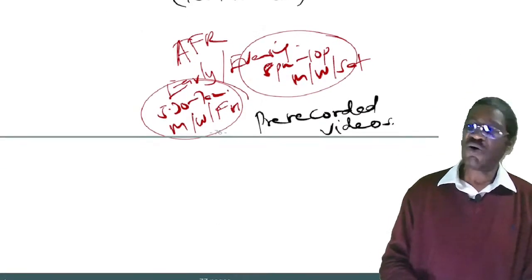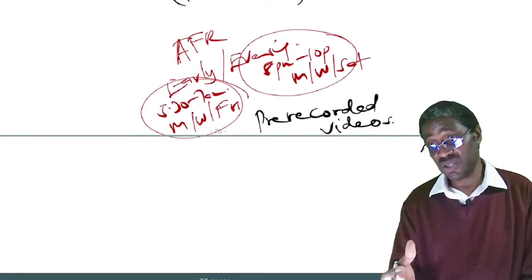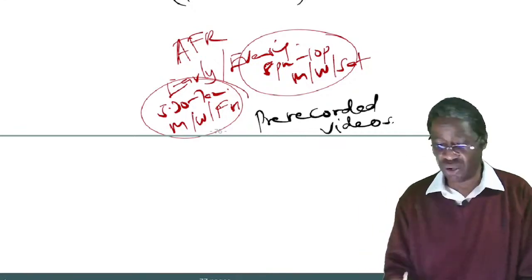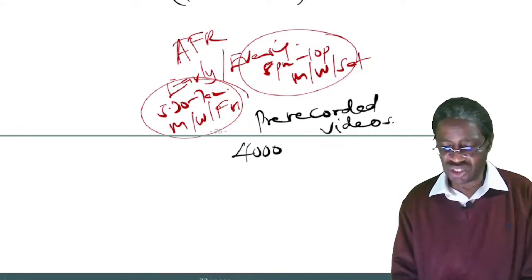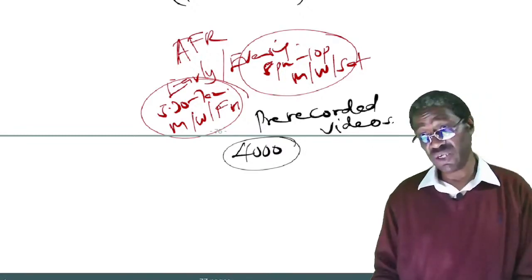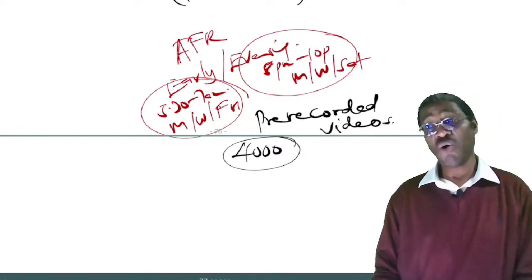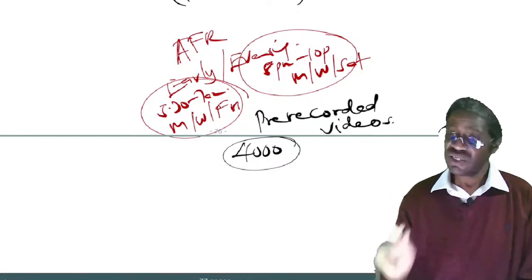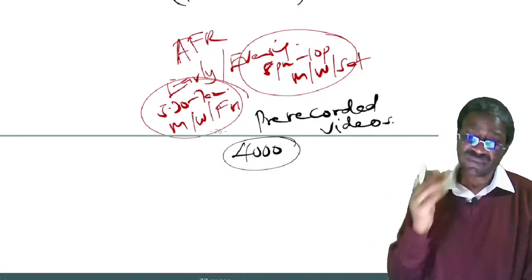Good. For either of them, whether a live class, early morning or evening, or pre-recorded, we are charging 4,000 shillings and we still accept payments on installments. Okay. Good. Now listen again.